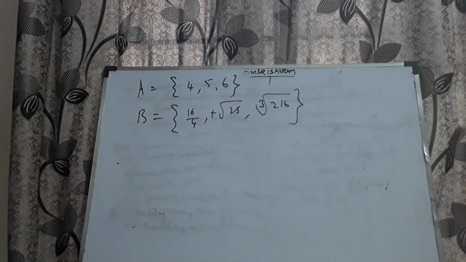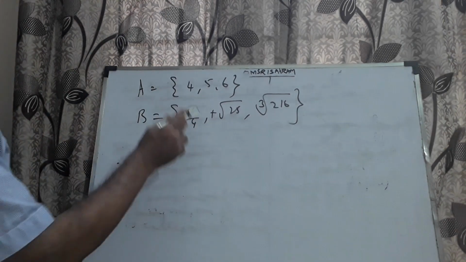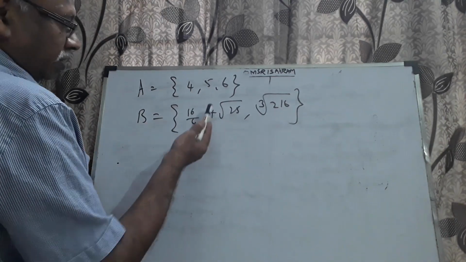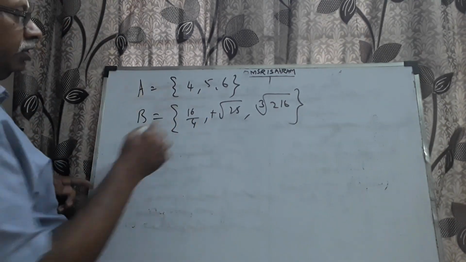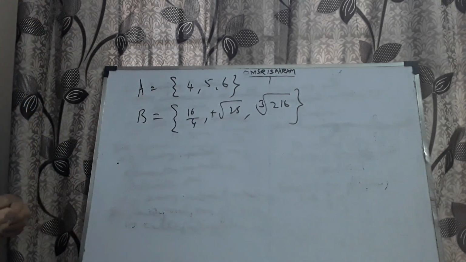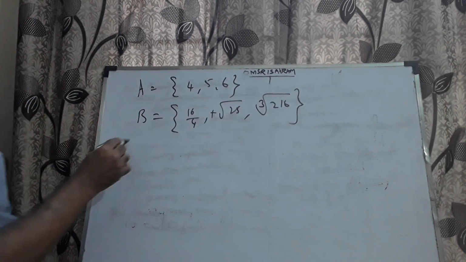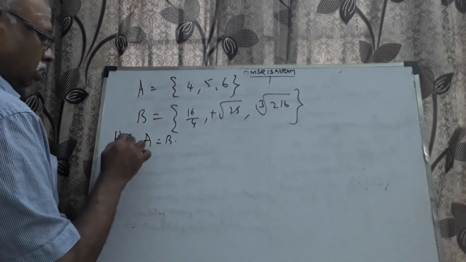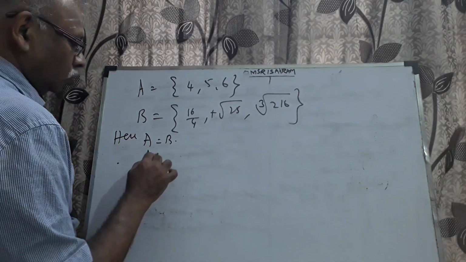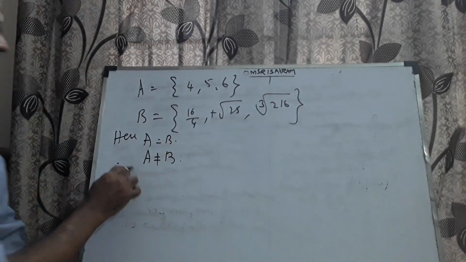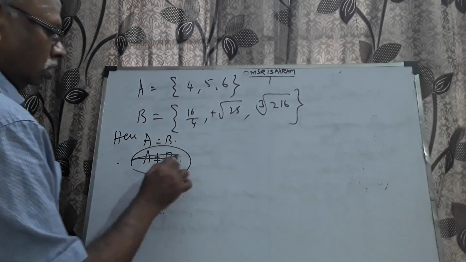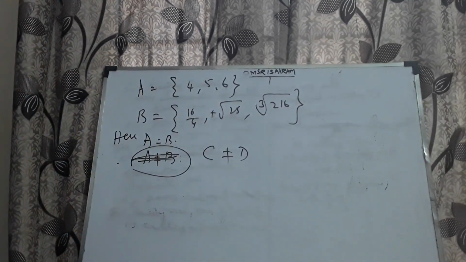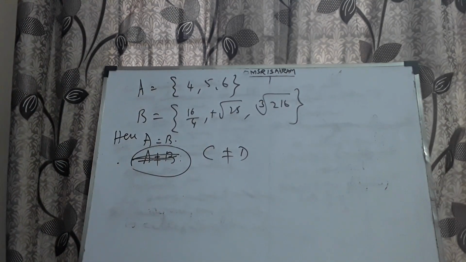Order can be anything. You can write in any order. Okay, 16 by 4 is again 4. Root 25 is 5, of course plus is understood, we need not write anyway. Cube root of 216 is again 6. They both are equal. We write A is equal to B here. If A and B are not equal, we use the symbol A not equal to B. See, if C is not equal to D, we write like this.